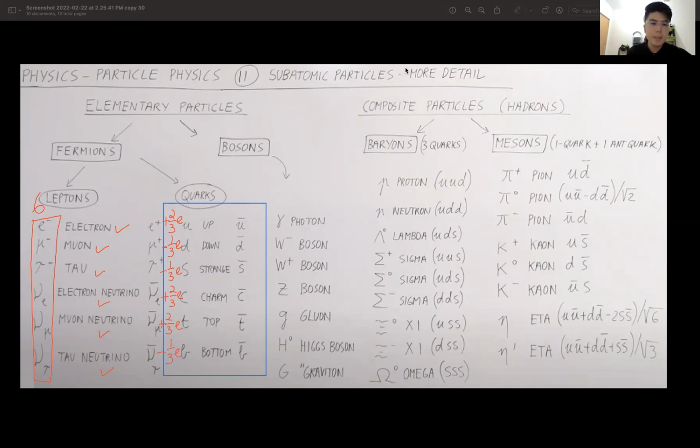Okay, it's better if you exchange the place of the charm and the strange. If I exchange the place between the strange and the charm, then you can see the charge goes positive 2/3, negative 1/3, positive 2/3, negative 1/3, and then positive 2/3, negative 1/3. They go in alternation. So if you switch the place, then you can remember better. Okay, so this is the charge for the quark.